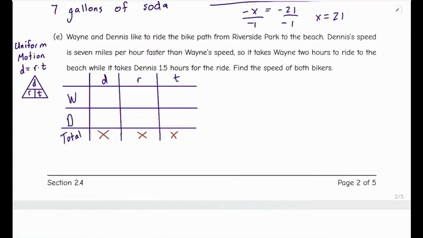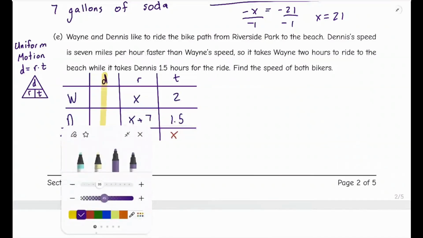So Dennis's speed is 7 miles per hour faster than Wayne's speed. So that means I do not know what Wayne's speed is, so I'll just put X. But then Dennis would be X plus 7. And it takes Wayne 2 hours to ride to the beach, while it takes Dennis 1.5 hours to ride to the beach. Now, when you're doing these types of problems, you're always going to be left with a column that is blank. In this case, it is our distance column.